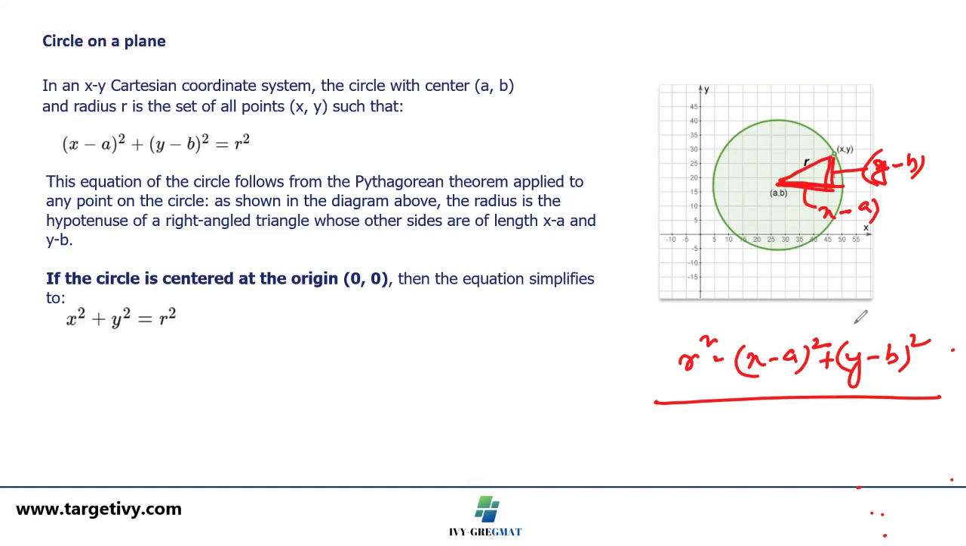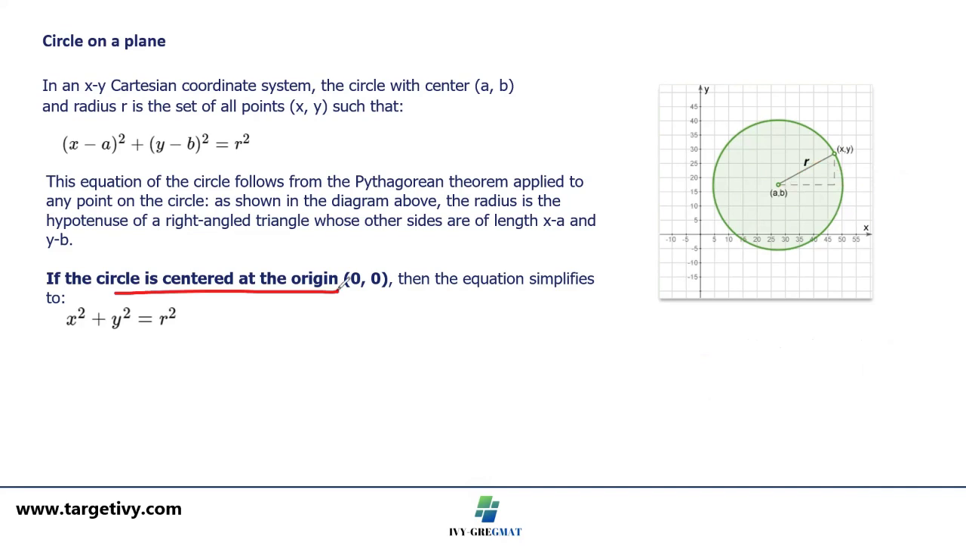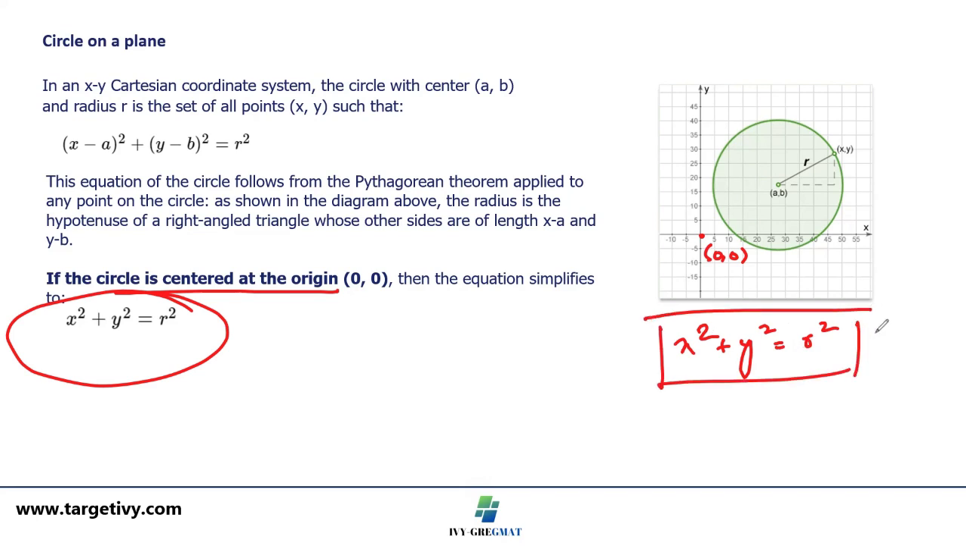Similarly, if the circle is centered at the origin, if this point is (0, 0), our equation takes a different shape: x square plus y square is equal to R square. Clear?